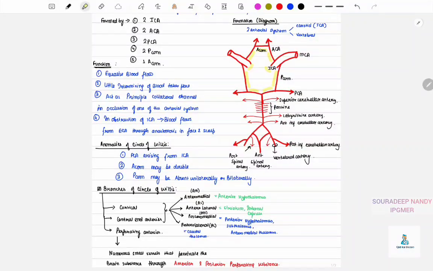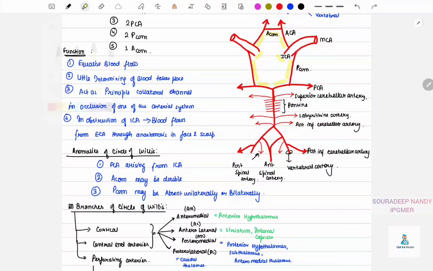Now, what is the function of the circle of Willis? It equalizes the blood flow. That is, it acts as a homeostatic anastomotic channel. If some area of the brain is getting less blood supply, then it makes a homeostatic adjustment and restores the blood flow to that area of the brain, and equalizes the blood flow.